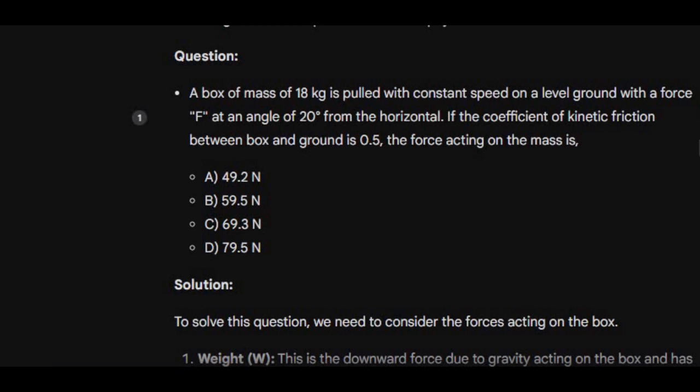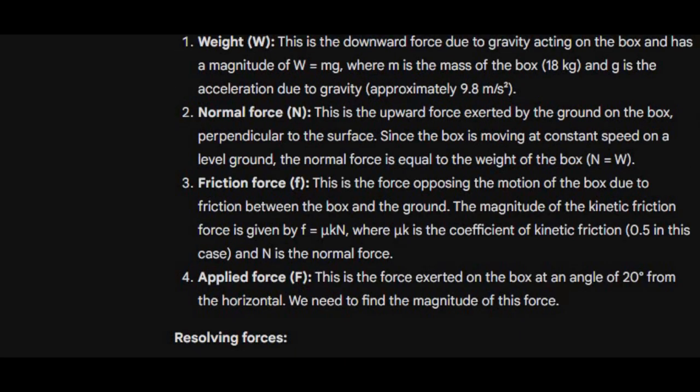Solution. To solve this question, we need to consider the forces acting on the box. 1. Weight, W. This is the downward force due to gravity acting on the box and has a magnitude of W = mg, where m is the mass of the box, 18 kilograms, and g is the acceleration due to gravity, approximately 9.8 meters per square second. 2. Normal force, N. This is the upward force exerted by the ground on the box, perpendicular to the surface. Since the box is moving at constant speed on a level ground, the normal force is equal to the weight of the box, N = W.